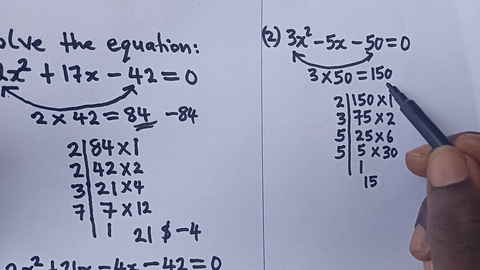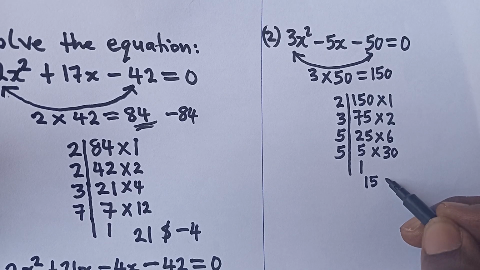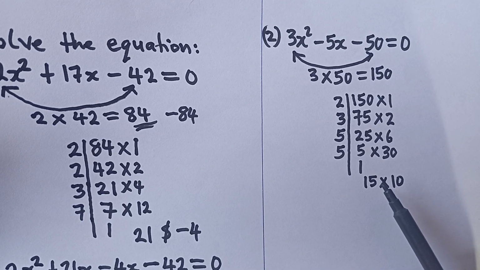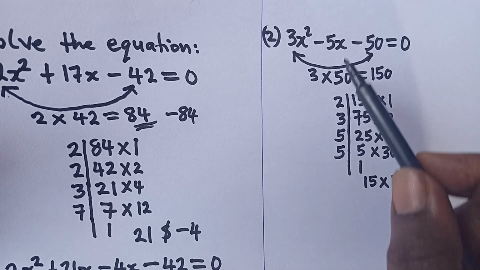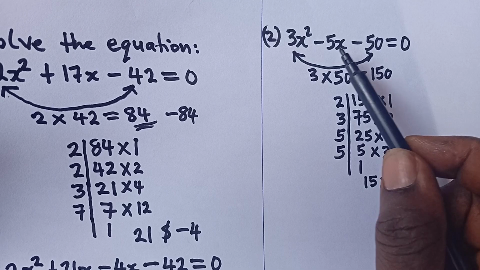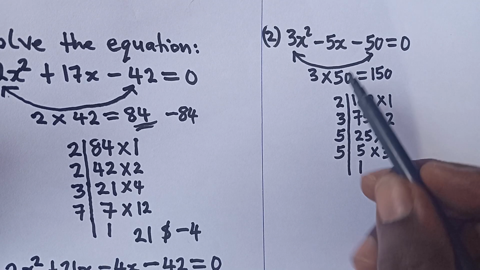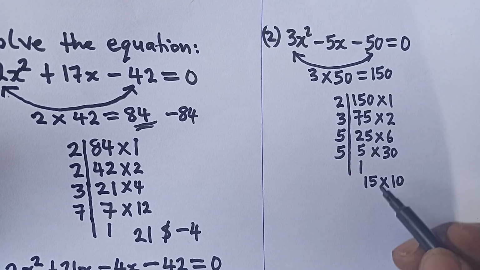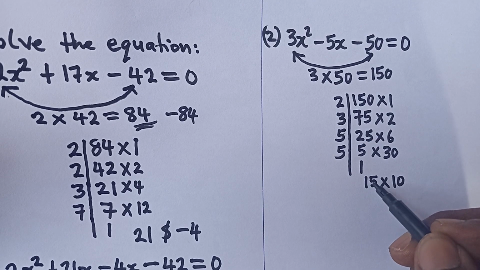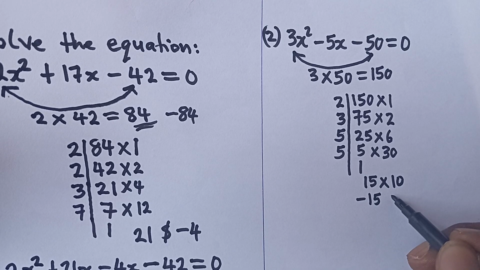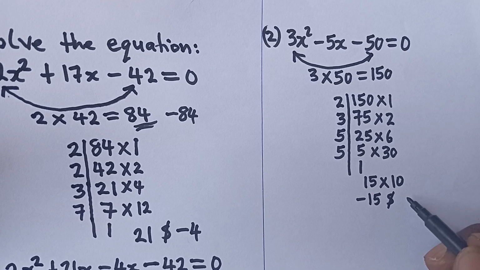So 15 times what will give us 150? It is going to be 15 times 10. That will give us 150. Now, this 15 and 10, is there a way we can get their addition to give us 5? Yes, it is possible. What we just need to do now is to appropriate the sign. So for us to get negative 5, we have to give this larger value, 15, a negative value. So the two factors required here will be minus 15 and positive 10.